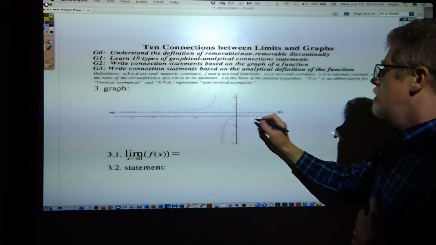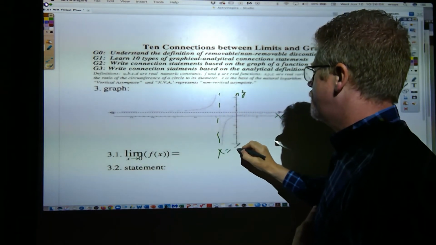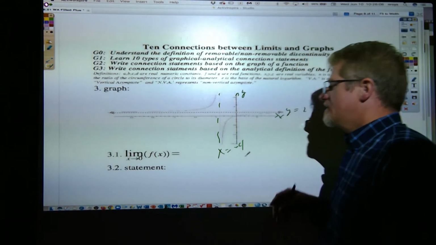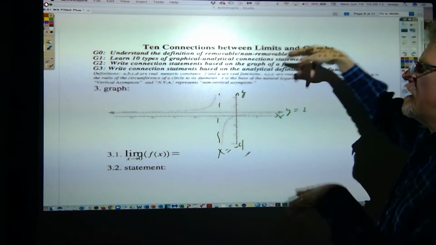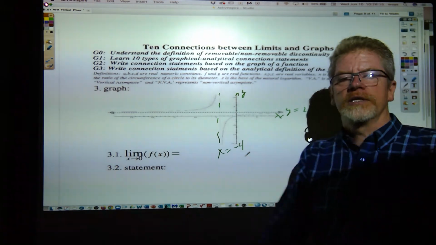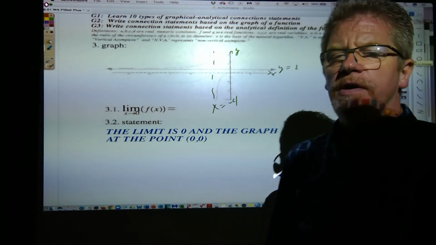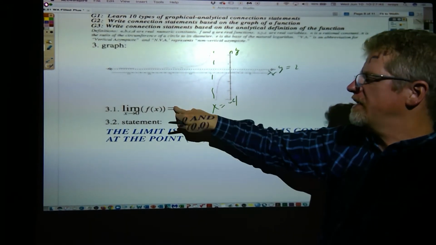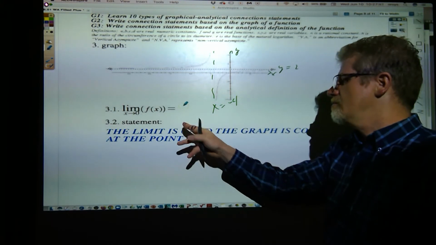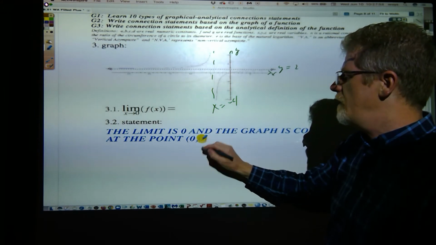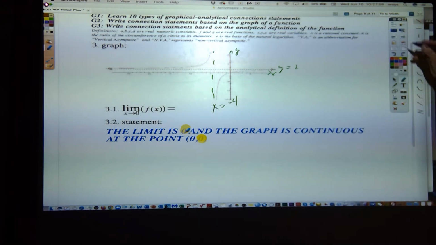All right, so try this one on your own. It's the same graph, x-axis, y-axis, horizontal asymptote y equals 2, vertical asymptote x equals -4. Find the limit as x approaches 0, and then write a statement that explains the connection between your limit and this graph. So pause, try it on your own, and then we'll go over it. All right, so for these, if all you do is fill in the statement, that's fine. The answer is 0. The statement is the limit is 0 and the graph is continuous at the point 0, 0. Well, is 0 connected to this or that? It's actually the y. The 0 is the y coordinate of the point 0, 0. So the limit is connected to the y coordinate of the point.